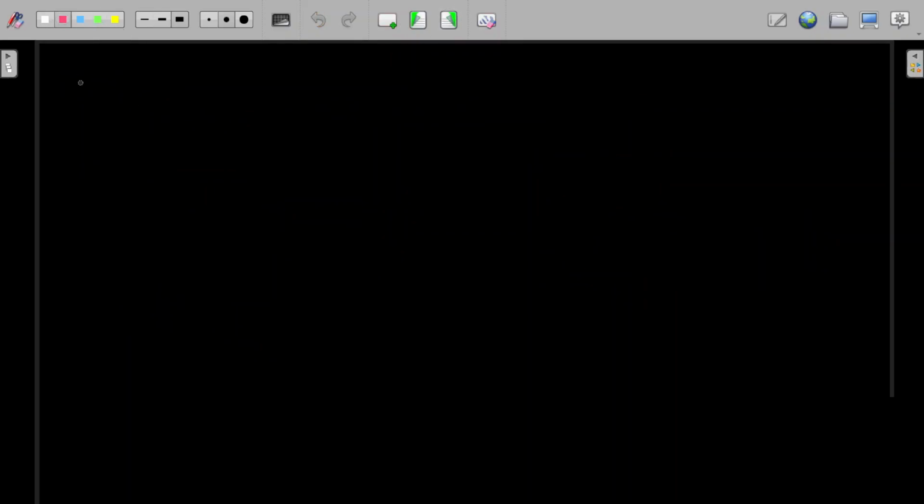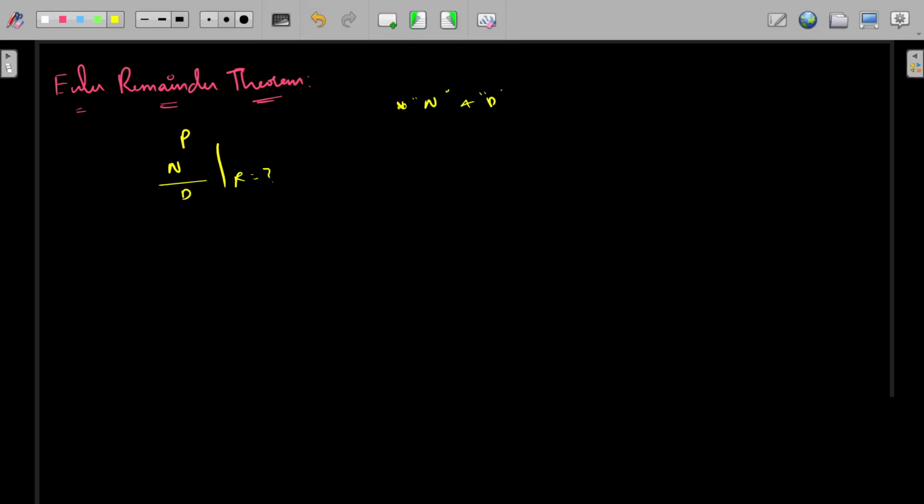First, we are going to discuss Euler remainder theorem. Basically, Euler's remainder theorem is: if I have a number with a power, I divide this number by a divisor, and I want to find my remainder. One important condition for Euler remainder theorem is that the numerator and divisor should be co-prime to each other.